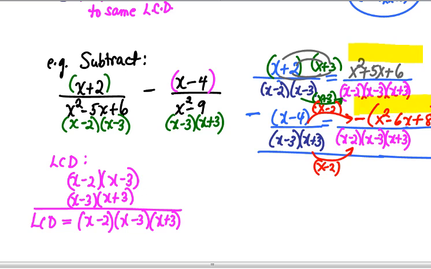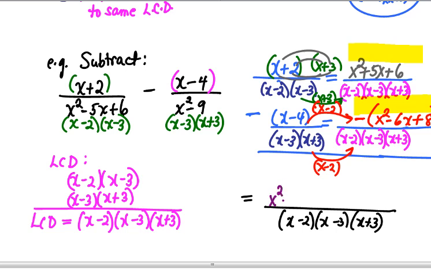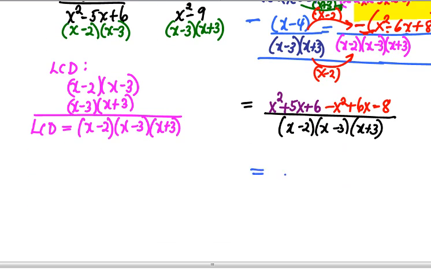We're now ready to combine these numerators. And this is going to take an extra step. Our answer is going to have x minus 2, x minus 3, x plus 3. In the numerator, we have x squared plus 5x plus 6. And now we distribute the negative through, and we have negative x squared, negative a negative, plus 6x, negative times a positive, negative 8. We're now almost ready. We've got that same denominator.